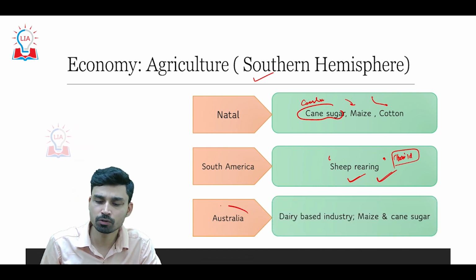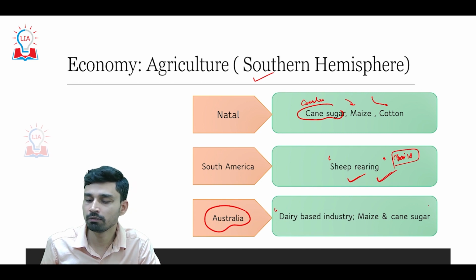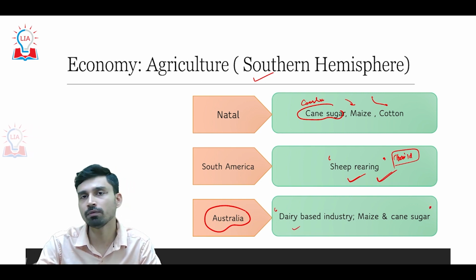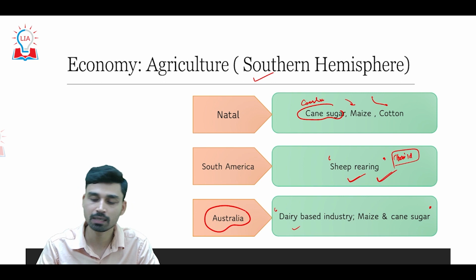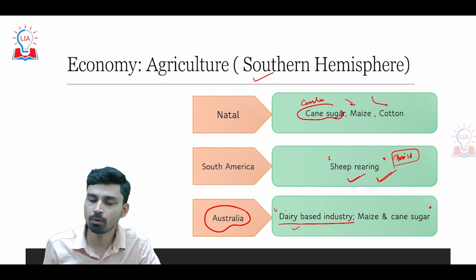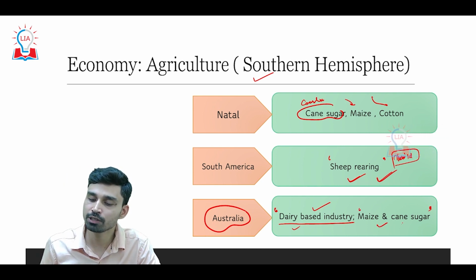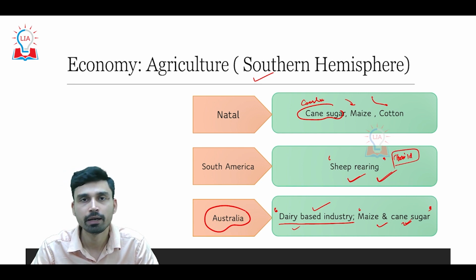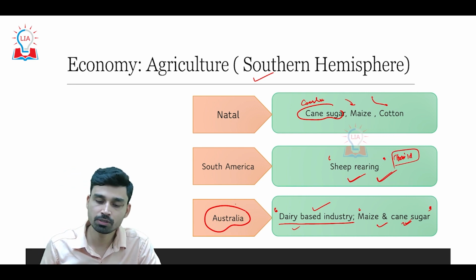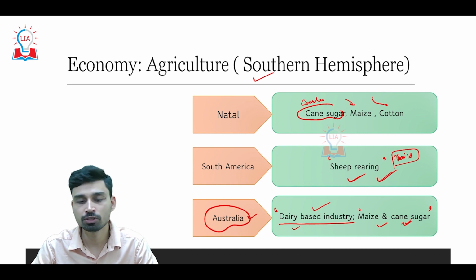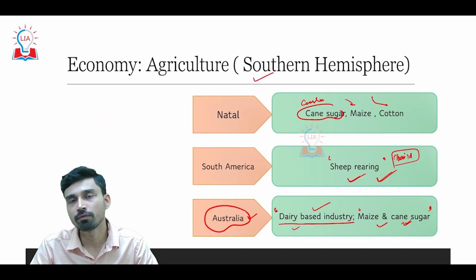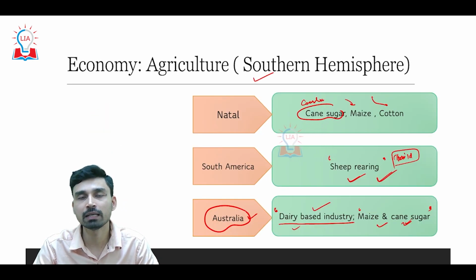On the other hand, in Australia also, because of the development of temperate, mid latitude grassland, animals can be fed on these grasses, and dairy based industries have also developed here. And not only that, in terms of crop cultivation, maize and sugarcane are also cultivated due to conducive climatic conditions in the eastern part of Australia. So this is all about the economy of the China type of climate in different regions, and that is all we have to understand about this particular climate.